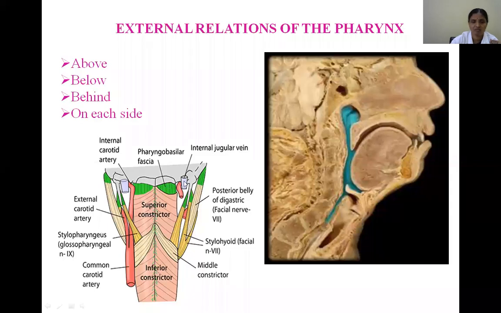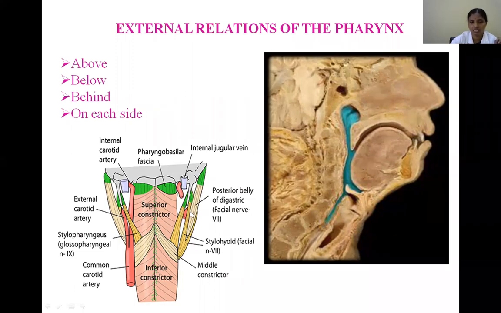And between the base of the skull and the side of this pharynx, we can see a neurovascular bundle of the neck. The neurovascular bundle of the neck is surrounded by a sheath. What is that sheath? Carotid sheath. So on either side of the pharynx, the important lateral relations are the styloid apparatus and the carotid sheath.